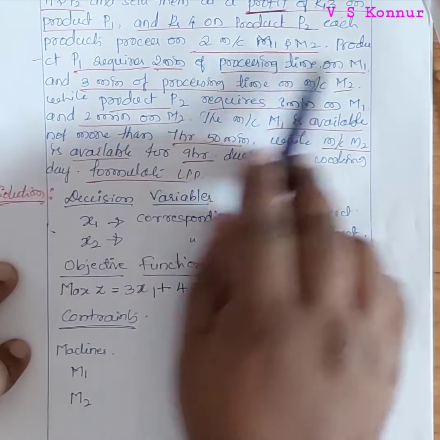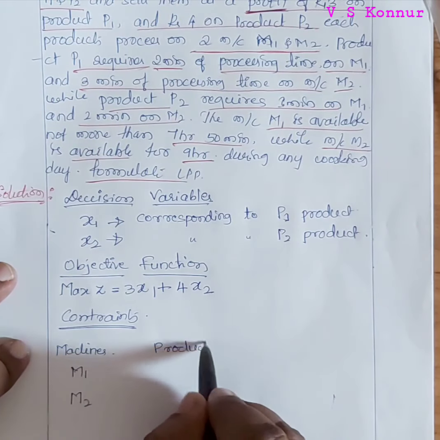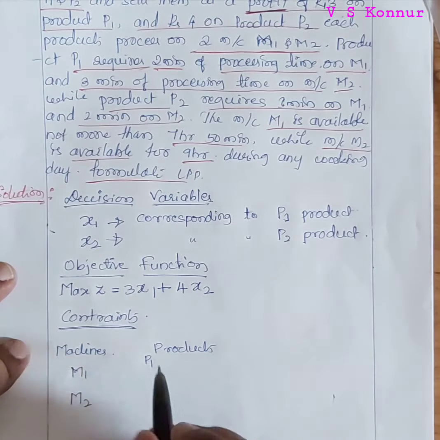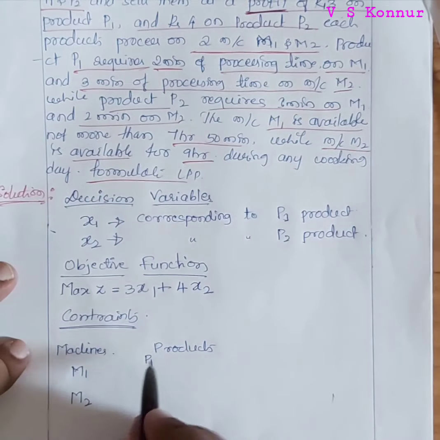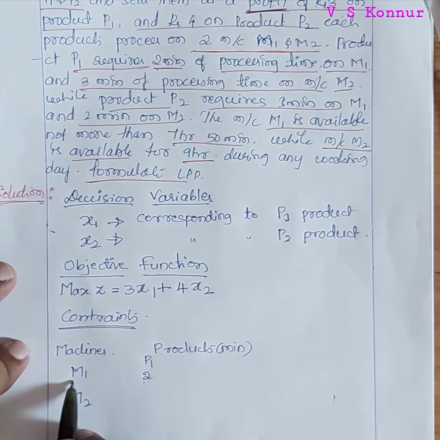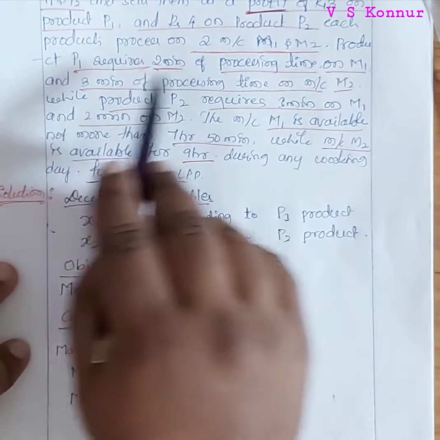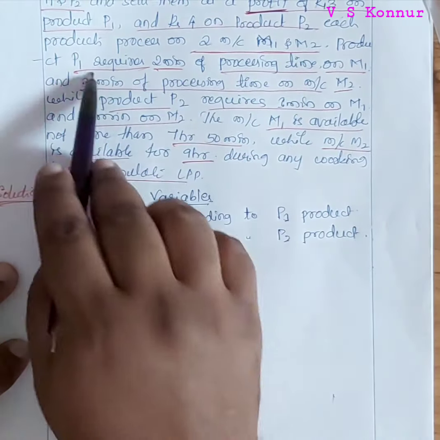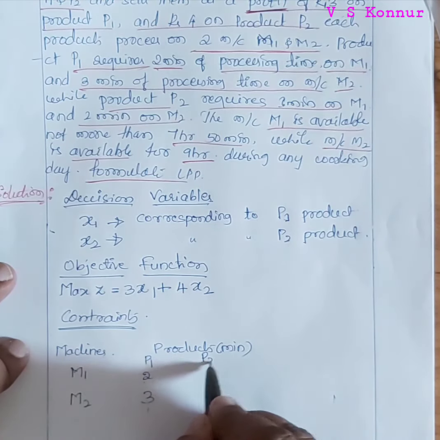Now, product P1 requires 2 minutes of processing time on M1 and 3 minutes of processing time on M2. P1 on machine M1 requires 2 minutes, P1 on M2 requires 3 minutes to complete. Then there is the product P2.